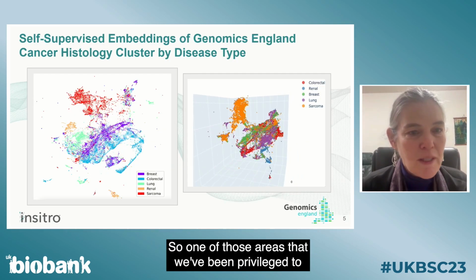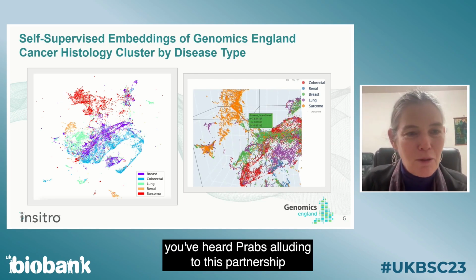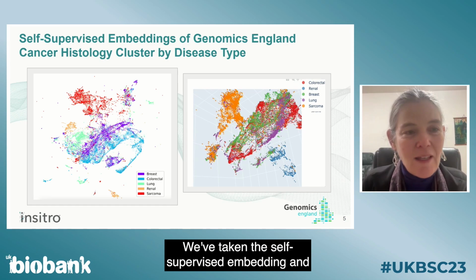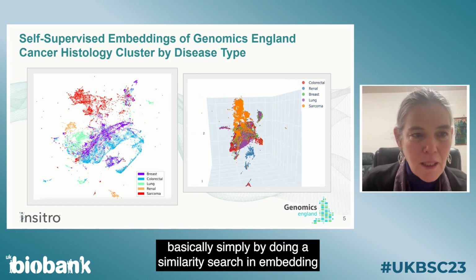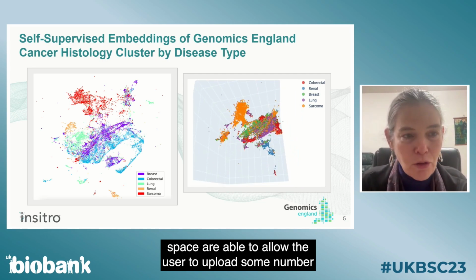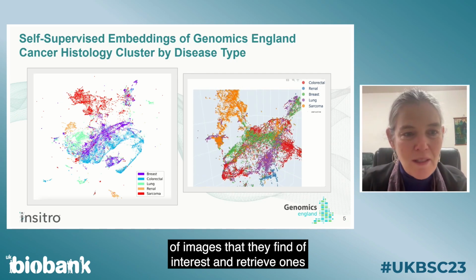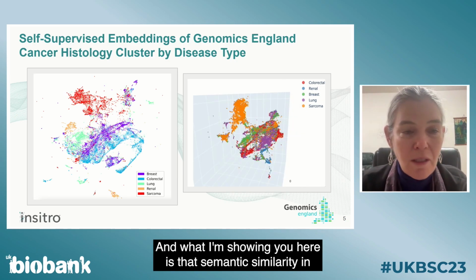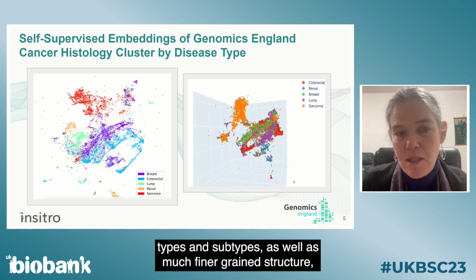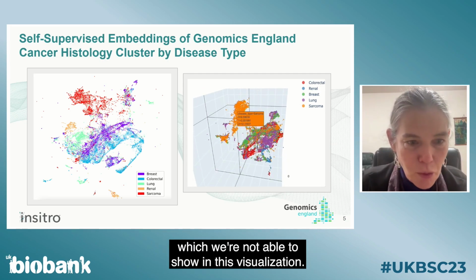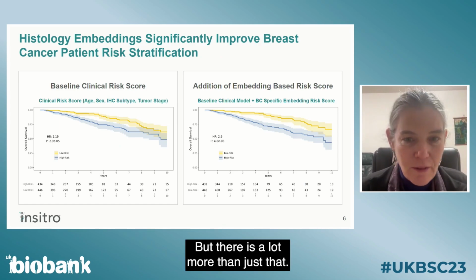So one of those areas that we've been privileged to work in is in partnerships with Genomics England, and you've heard Probs alluding to this partnership in his presentation. We've taken the self-supervised embedding and basically simply by doing a similarity search in embedding space are able to allow the user to upload some number of images that they find of interest and retrieve ones that are semantically similar. And what I'm showing you here is that semantic similarity in an entirely unsupervised way allows us to uncover cancer types and subtypes, as well as much finer grained structure, which we're not able to show in this visualization. But there's a lot more than just that.